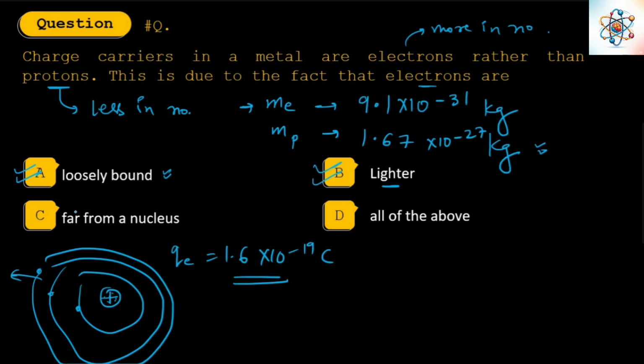Next is far from nucleus. So yes, electrons are far from nucleus. So this option is also correct. So the correct option would be D, that all of the above are correct. So this question basically teaches us the properties of electron. Electrons are loosely bound, lighter, and far from the nucleus.